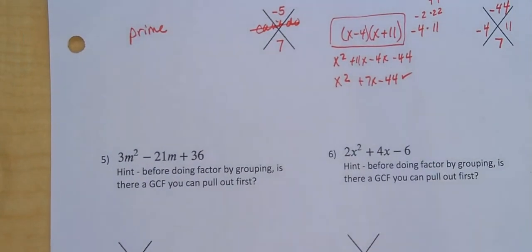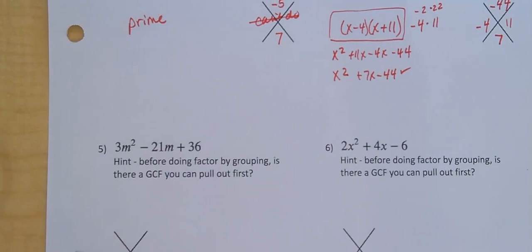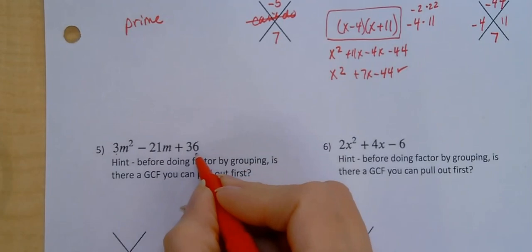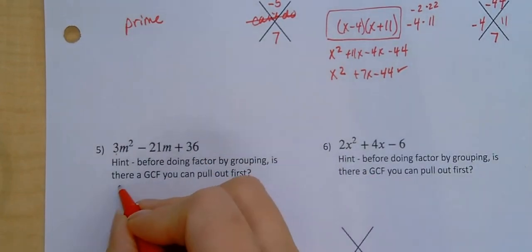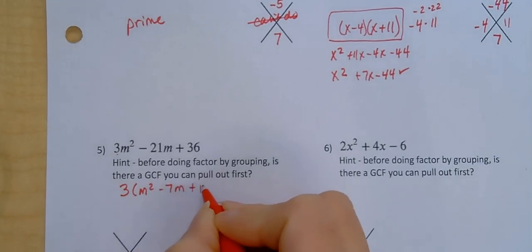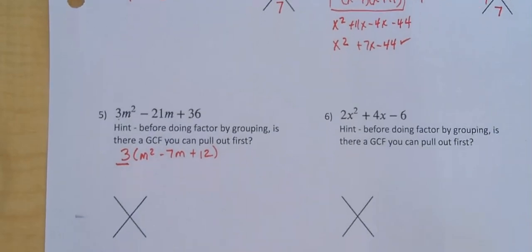3m squared minus 21m plus 36. Well, the first thing I notice is that my leading coefficient is not a 1. So I have to look for a greatest common factor. So I can pull 3 from each of those. So that's what I'm going to do. I'm going to say that this is 3 times m squared minus 7m plus 12. Now don't forget that 3, okay? That is really important. It's still part of the problem.